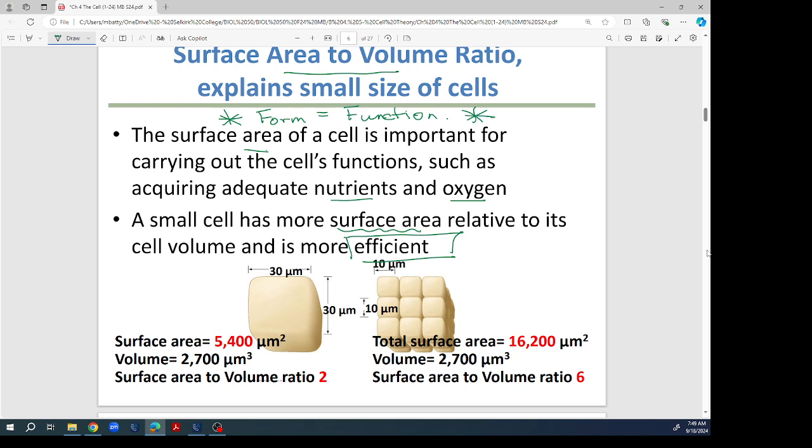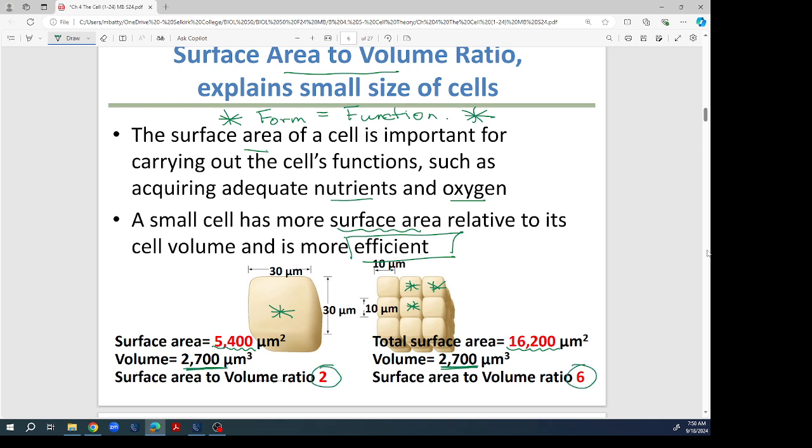Down here we have two images and they have the same volume. There's one big blob over here and lots of small blobs over here. The volumes are the same, but if we compare the surface area of these, you can divide the surface area by the volume to get a whole number ratio.